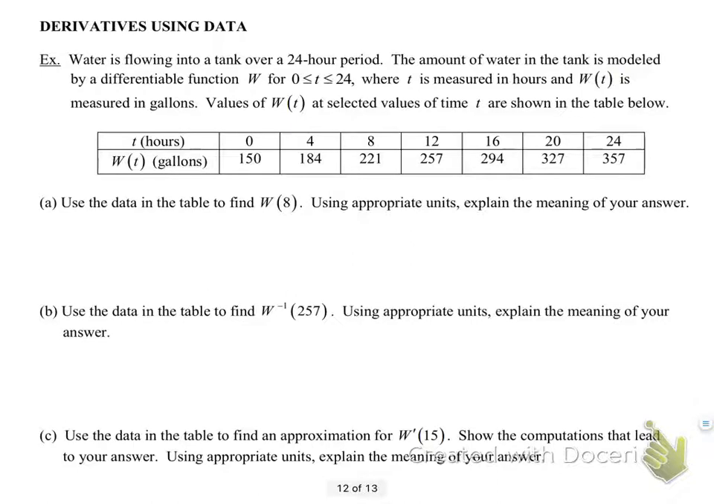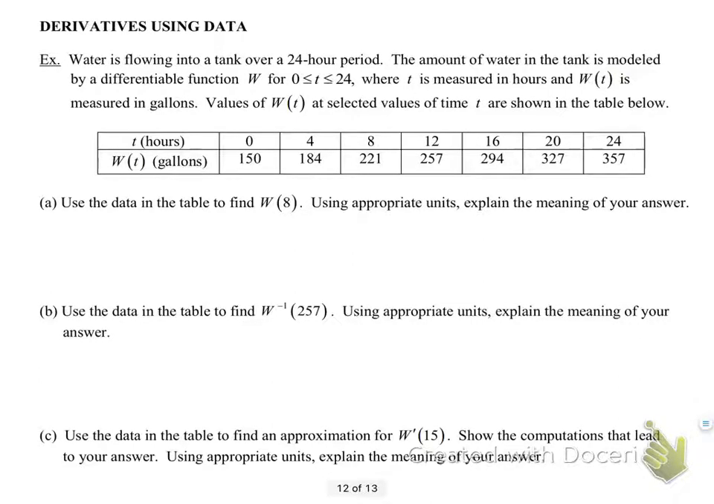Water is flowing into a tank over a 24-hour period. The amount of water in the tank is modeled by a differentiable function, W, for 0 ≤ t ≤ 24, where t is measured in hours and W(t) is measured in gallons. Values of W(t) at selected values of time t are shown in the table below. So at t hours, there are 150 gallons in the tank that is referred to in this problem.